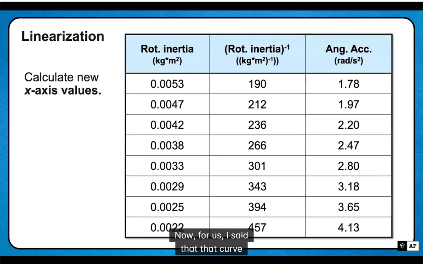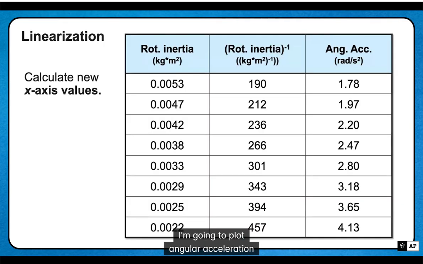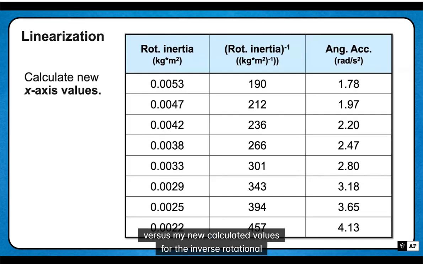Now for us, I said that that curve looked like an inverse curve. So what that means is I need to take my x-axis values, which in this case were my rotational inertia values, and I need to calculate the inverse of those values. So you see here in my center column, I've done just that. So now, to check to see if I found the correct relationship, I'm going to plot angular acceleration versus my new calculated values for the inverse rotational inertia value.